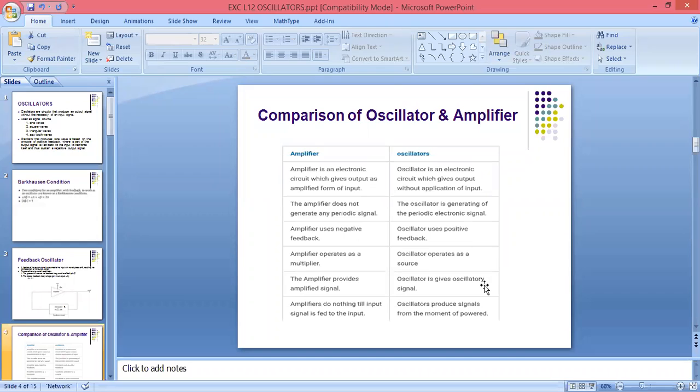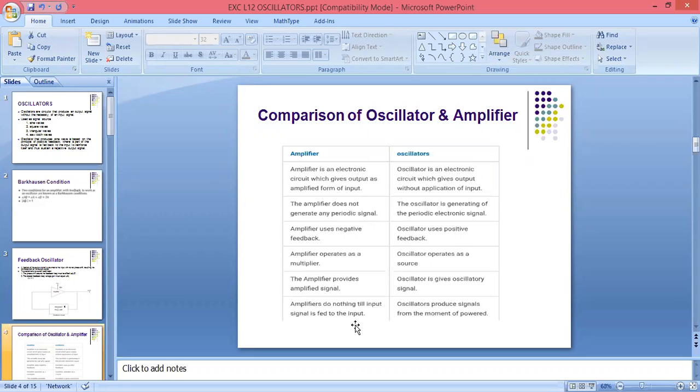here we are not giving any input. Here we are generating output without application of input. So we can take the oscillator as a source. Again, an amplifier provides an amplified signal, but an oscillator is giving an oscillatory signal. An amplifier does nothing till an input signal is given to the input, but an oscillator will produce the signal from the moment of power. It means what?